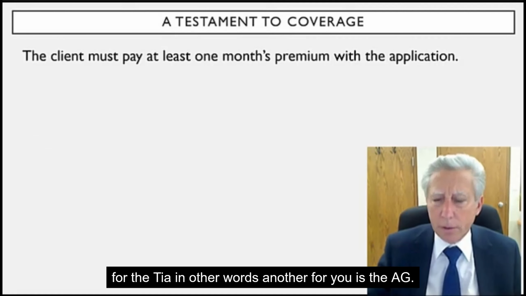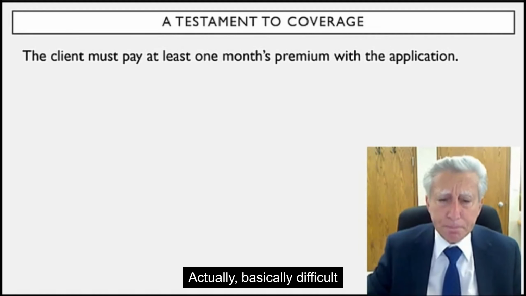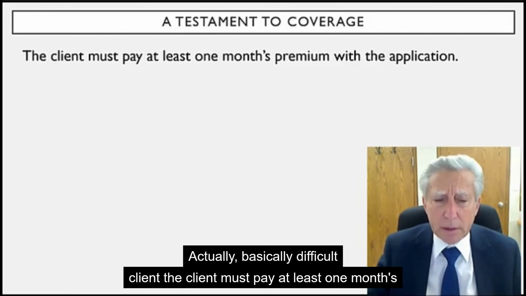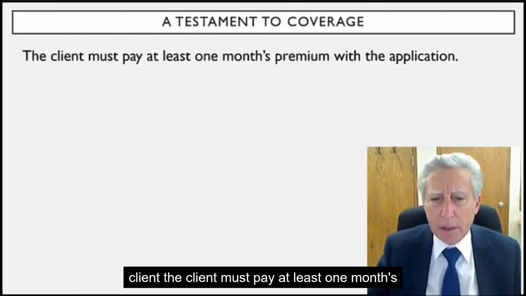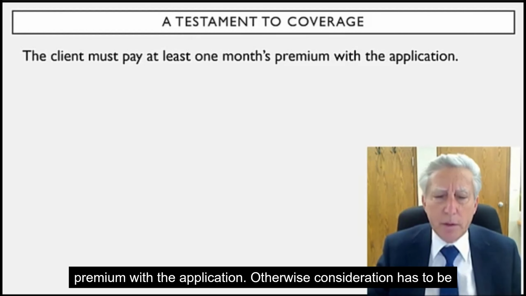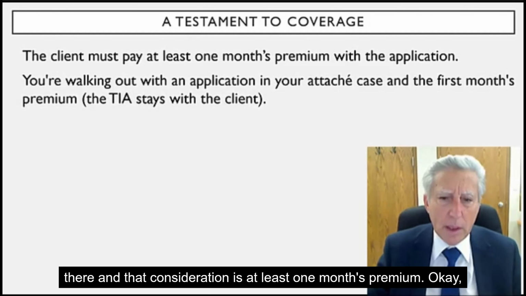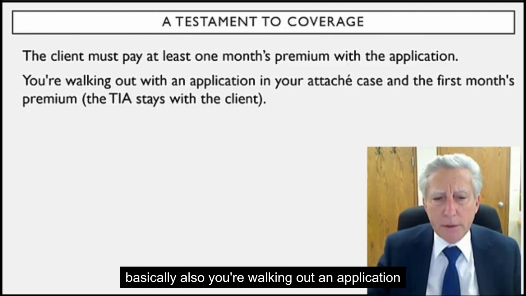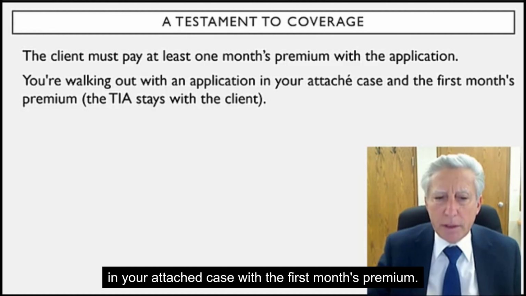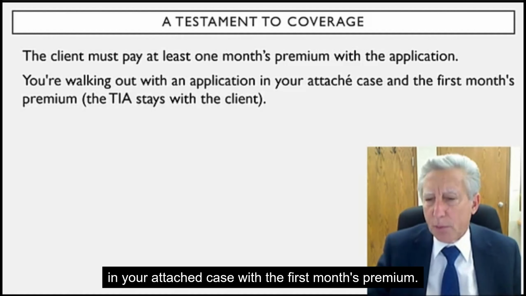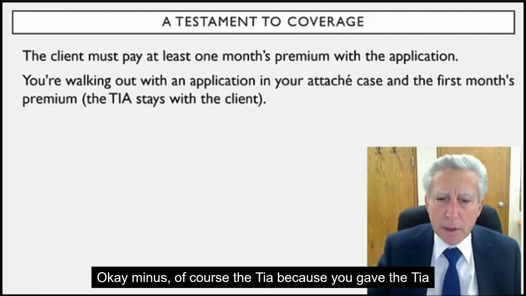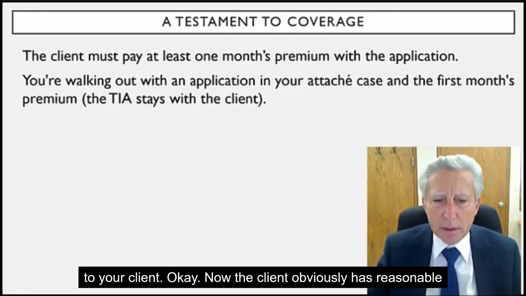So first of all, in order for you as the agent to actually give the TIA to the client, the client must pay at least 1 month's premium with the application. In other words, consideration has to be there. And that consideration is at least 1 month's premium, okay? Basically, you're walking out with an application in your case with the first month's premium, minus, of course, the TIA because you gave the TIA to your client, okay?